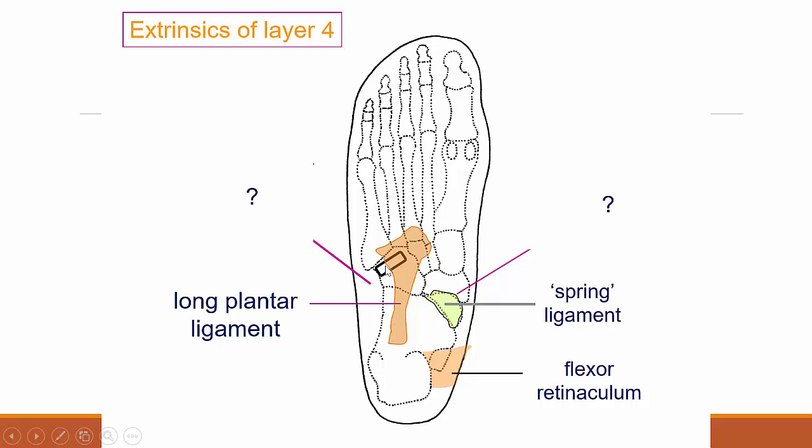So initially, the 2 extrinsic muscles in layer 4 are this muscle here running through deep to the flexor retinaculum and inserting into the bones, the plantar surface of the foot, and another tendon running from laterally through the groove in the cuboid and inserting onto our medial cuneiform and our base of our first metatarsal. So if we can pause the video now and try to determine what the name of these muscles are.